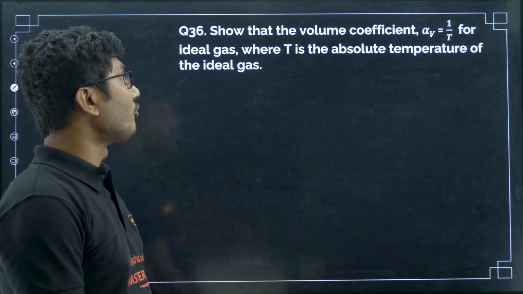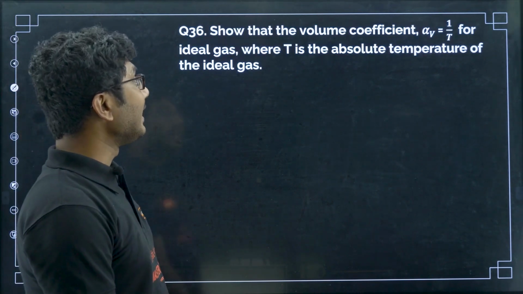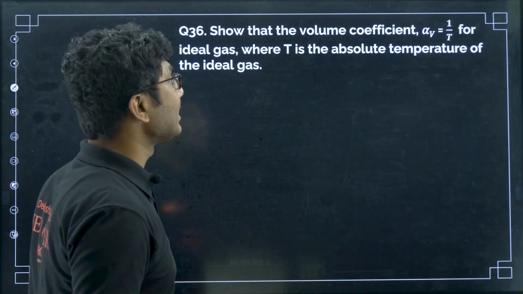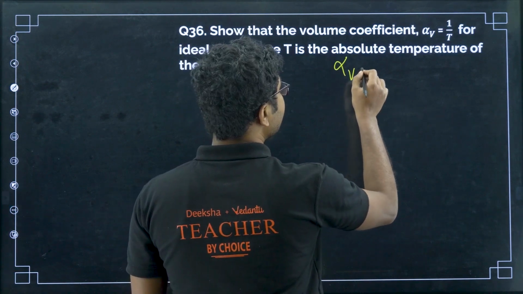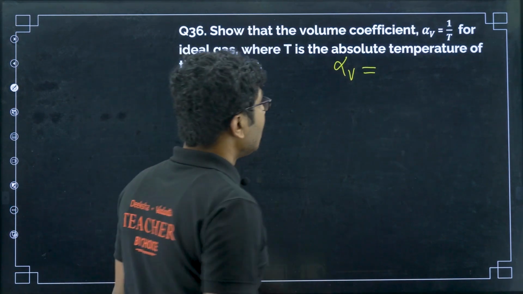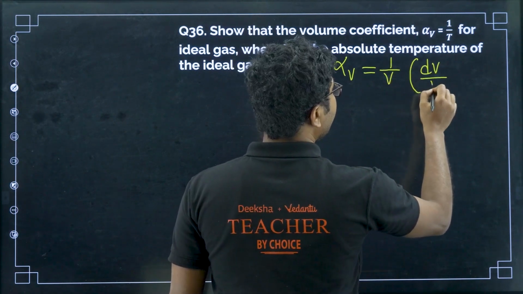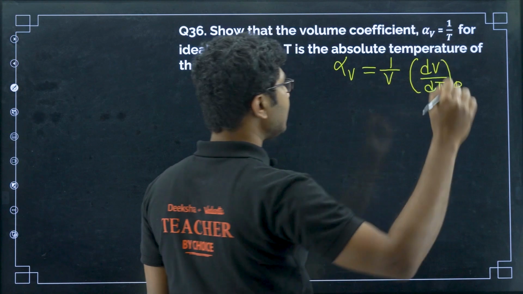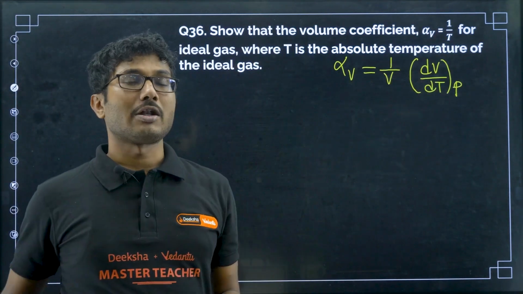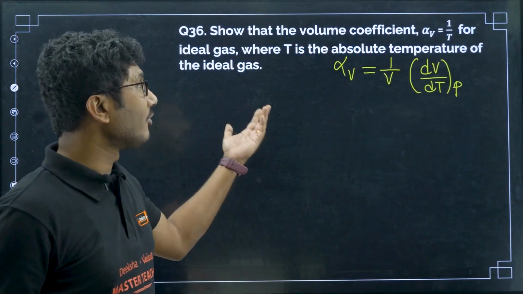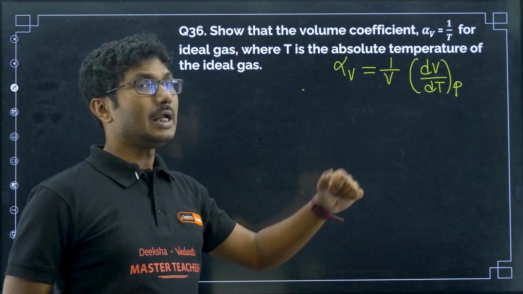Show that the volume coefficient alpha V is 1 by T for an ideal gas, where T is the absolute temperature of the ideal gas. Now, what is the volume coefficient alpha V? Volume coefficient alpha V is defined by 1 by V dV by dT at constant pressure. This is the definition of alpha V, the volume coefficient. Pressure is constant because we cannot change volume and pressure simultaneously. So either the volume coefficient or the pressure coefficient you have to calculate. When you are calculating the volume coefficient, pressure will be constant.